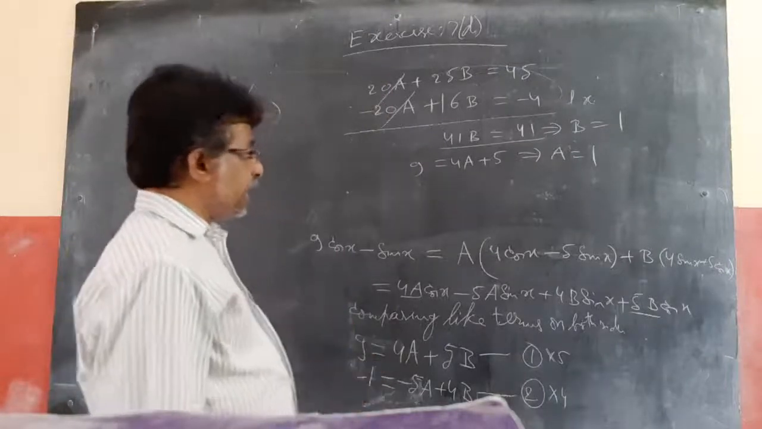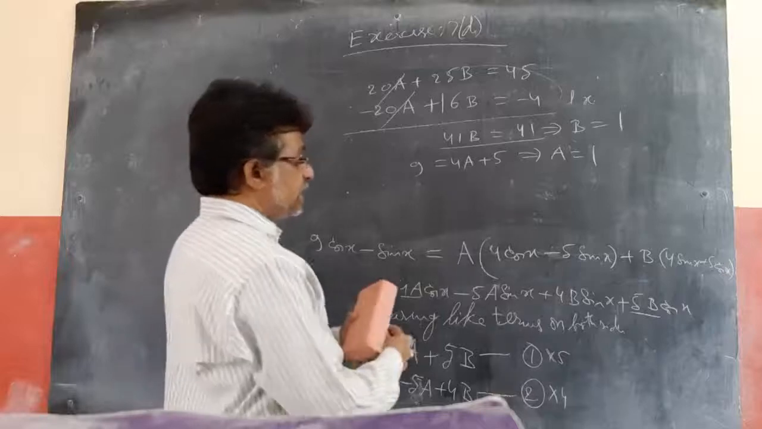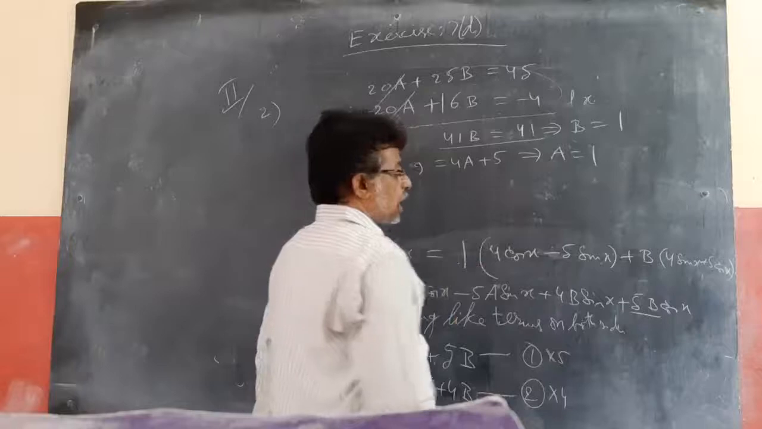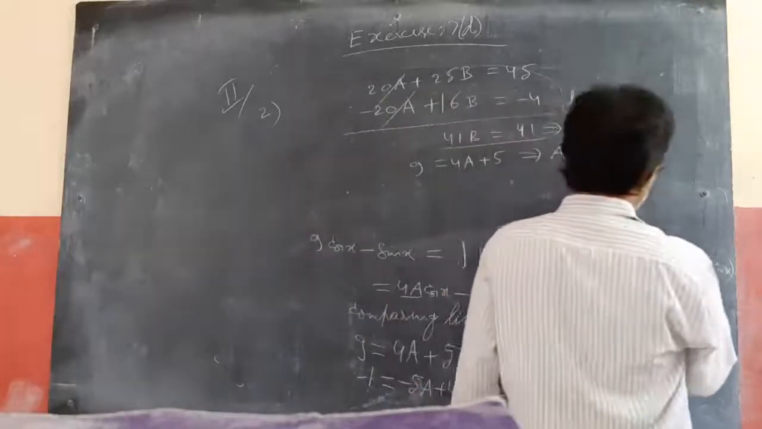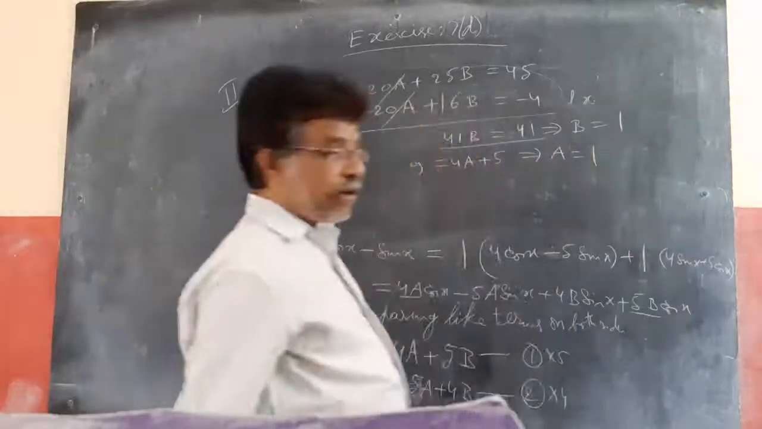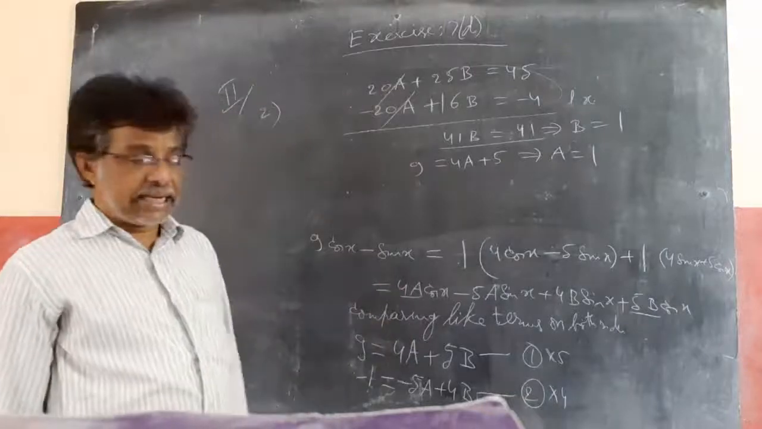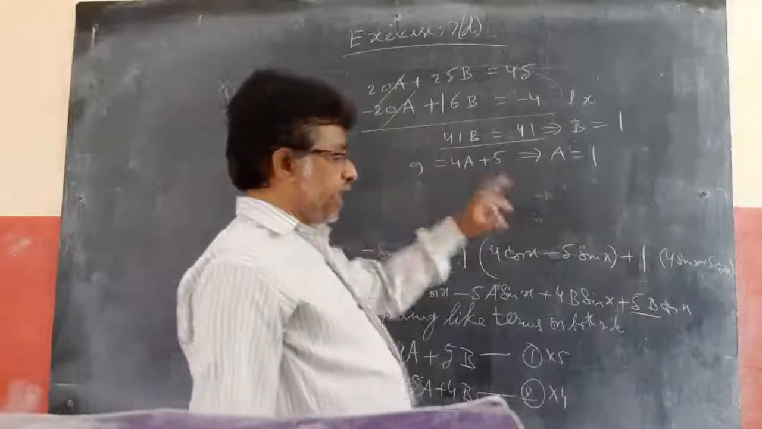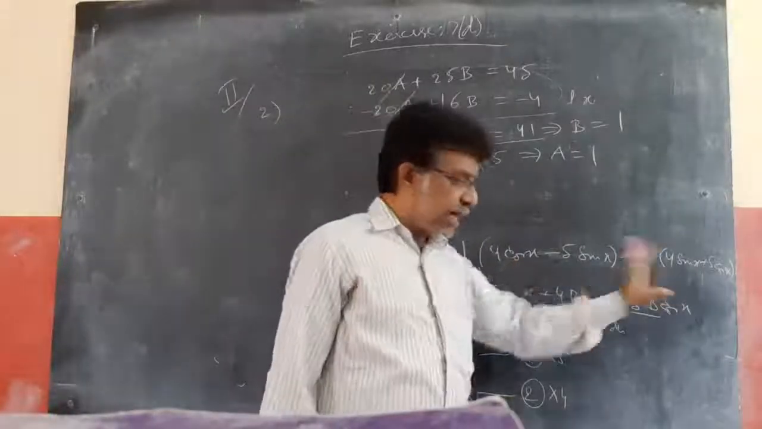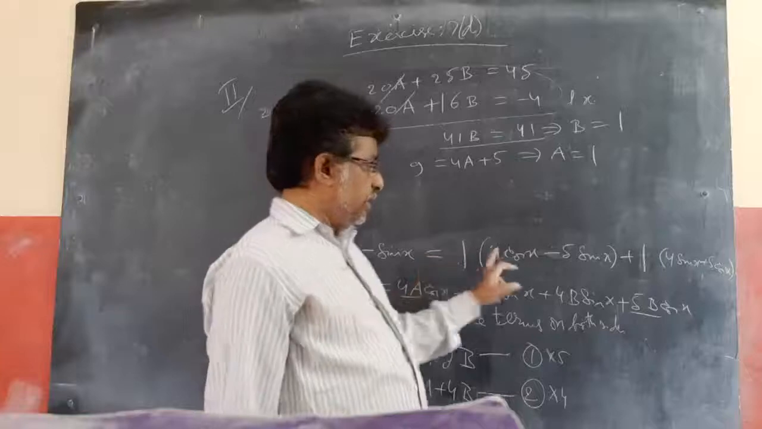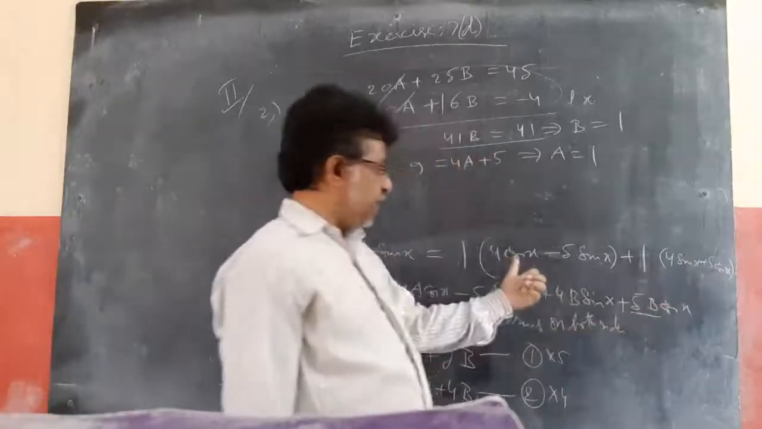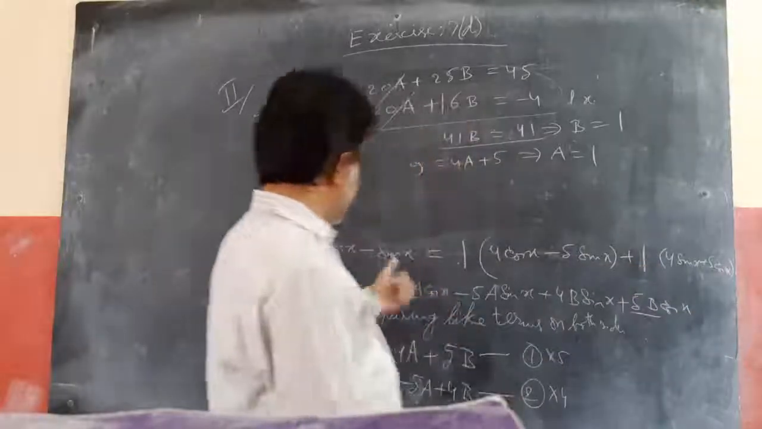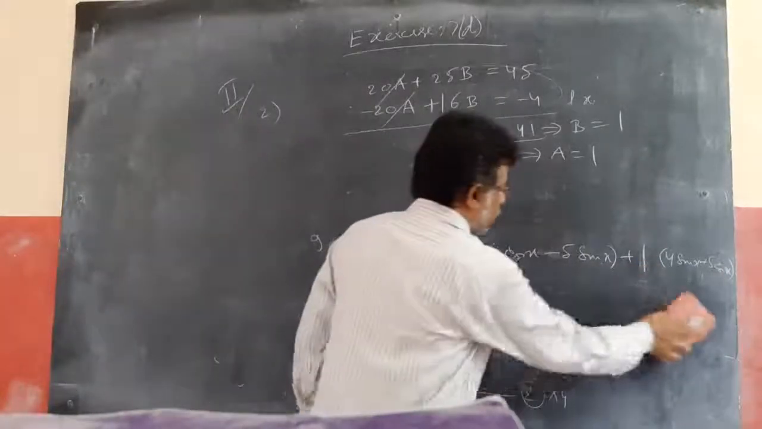Substituting a and b in the given equation, instead of the numerator I can write 1 into 4 cos x minus 5 sin x plus 1 into 4 sin x plus 5 cos x. If you have doubt whether your a and b values are correct, just expand and simplify and you will get the numerator again. 4 cos x plus 5 cos x is 9 cos x, minus 5 sin x plus 4 sin x gives you minus sin x. Just do this in rough work.